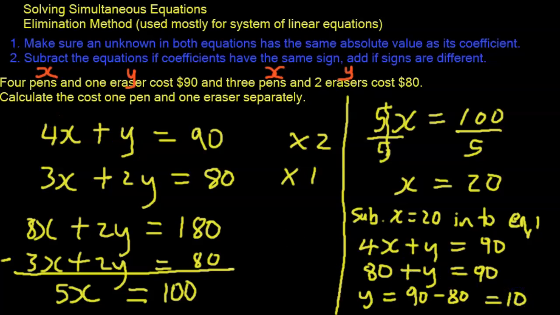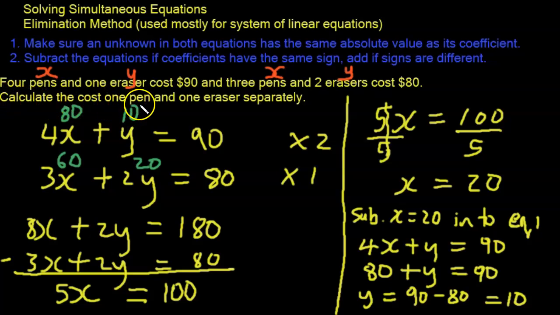Alright, so if x is 20, so 4 times 20, that's 80, right? Y is 10. 80 plus 10 gives you 90 over here. X is 20, so 3 times 20, that's 60. Y is 10, so 2 times 10 gives you 20. And 60 plus 20 gives us our 80 here. So we are confident these solutions are okay.